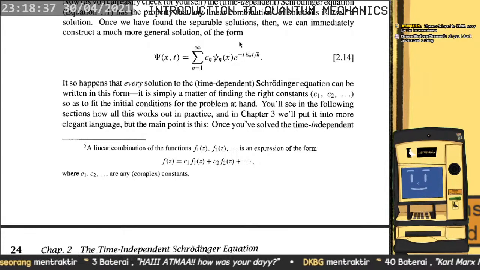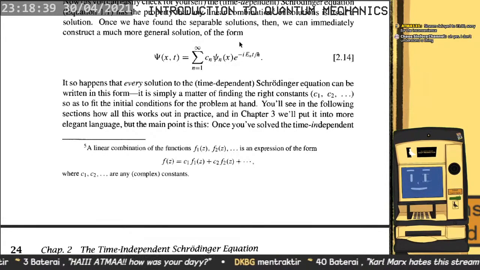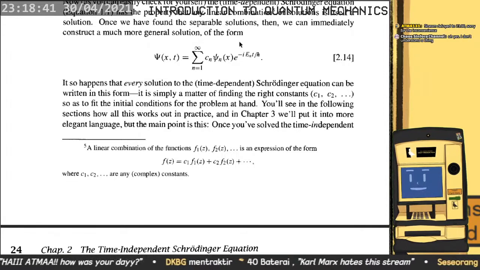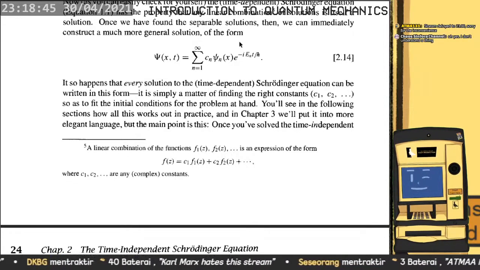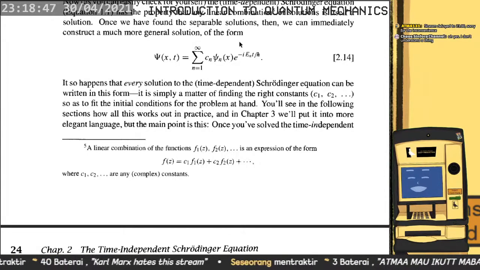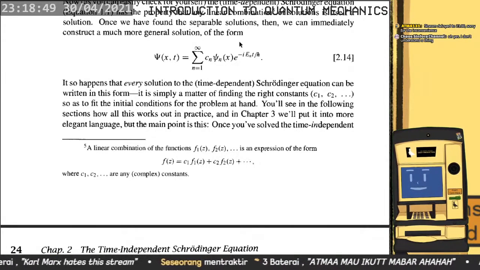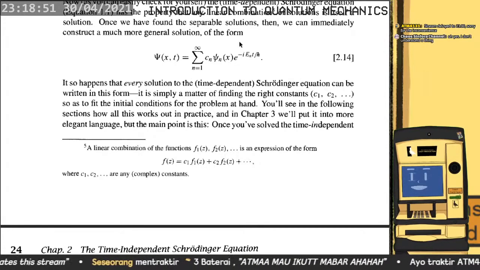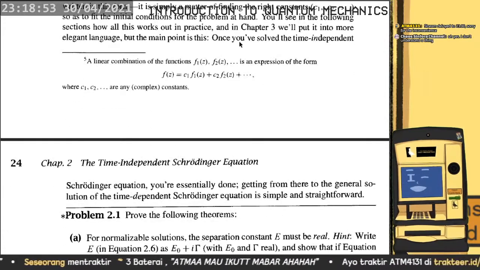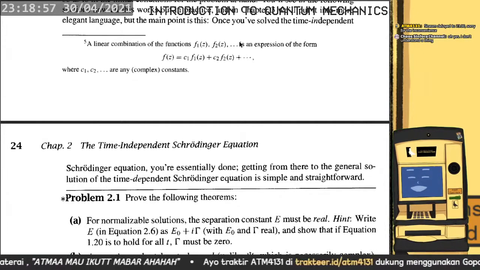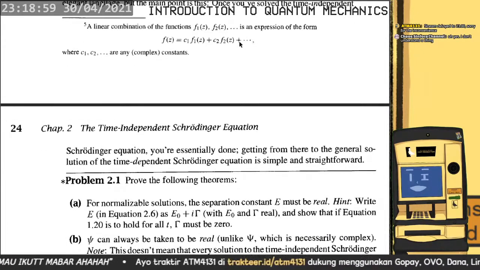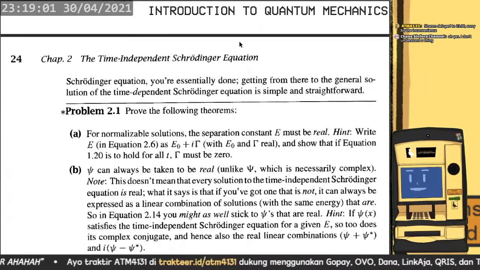at hand. You will see in the following sections how all this works out in practice, and in Chapter 3 we will put it into more elegant language. But the main point is, once you have solved the time-independent Schrödinger equation, you are essentially done. Getting from there to the general solution of the time-dependent Schrödinger equation is simple and straightforward.